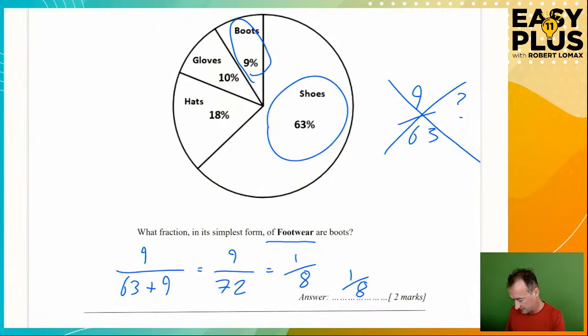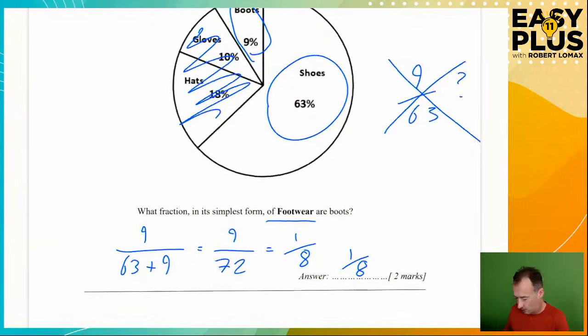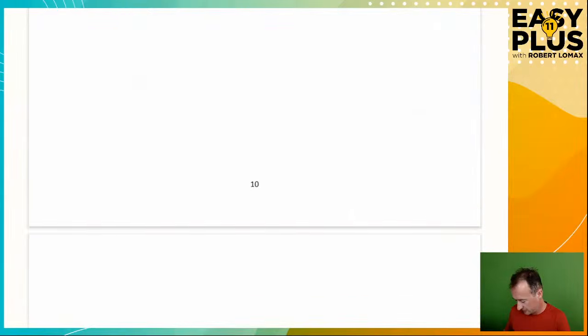Now looking up here, we can see that boots doesn't look like 1/8 of the whole pie chart, because that would be something like this. But you need to remember, we're finding what fraction of footwear are boots. So we're completely ignoring the gloves and hats. If you had a pie chart that just showed shoes and boots, then this would be showing 1/8 of the pie chart. Okay, onwards to the next.